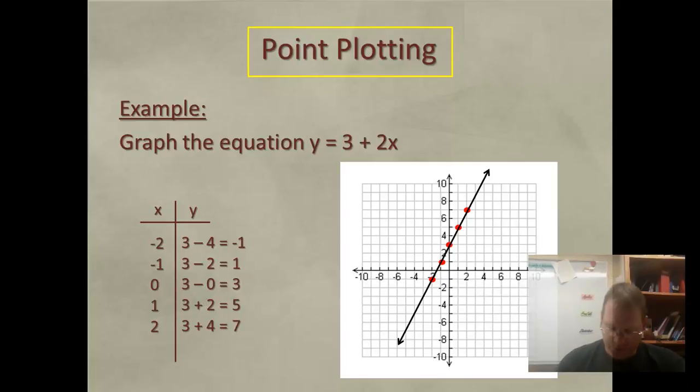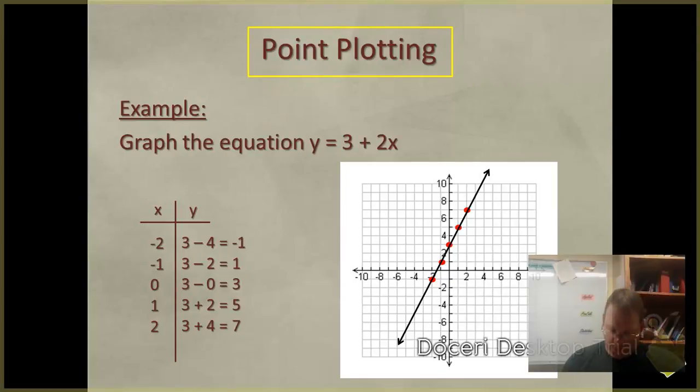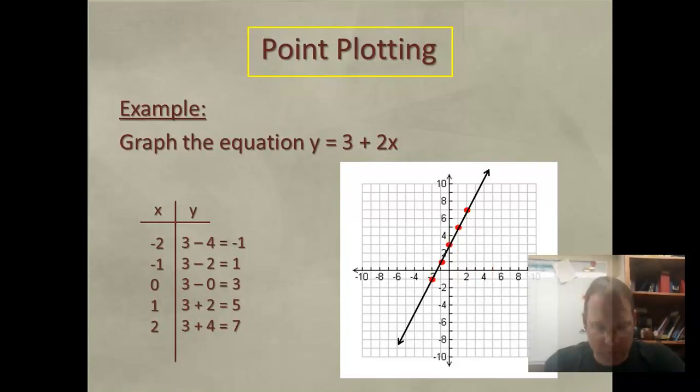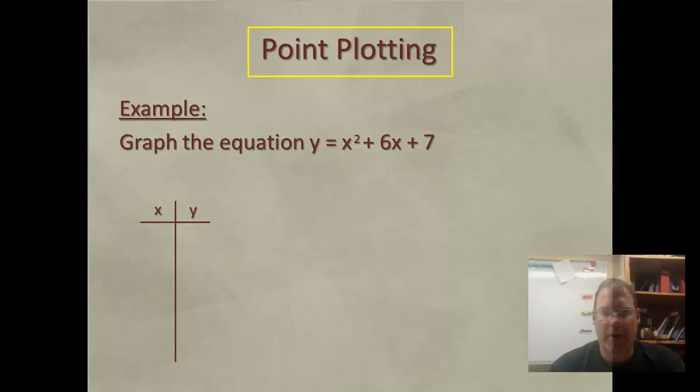So notice on this particular graph that it's exactly as I mentioned before. You don't have to number every single line. You can go by 2s or sometimes 3s. Maybe you want to go by 5s if it's a very big graph. Okay, so that's point plotting for a straight line.